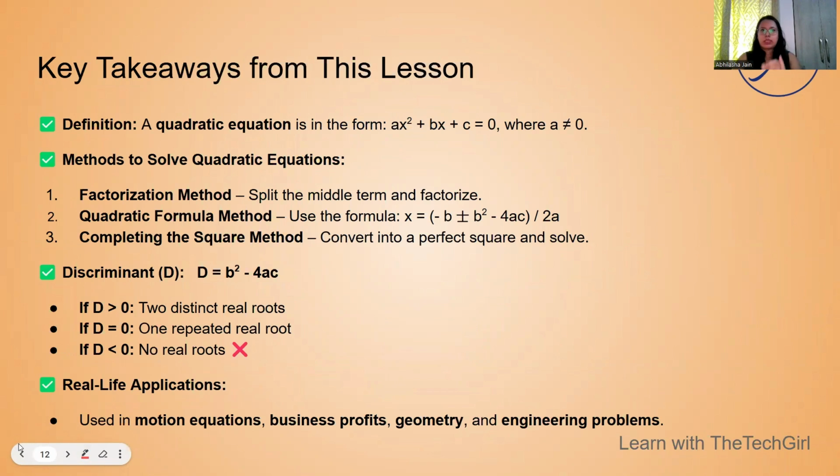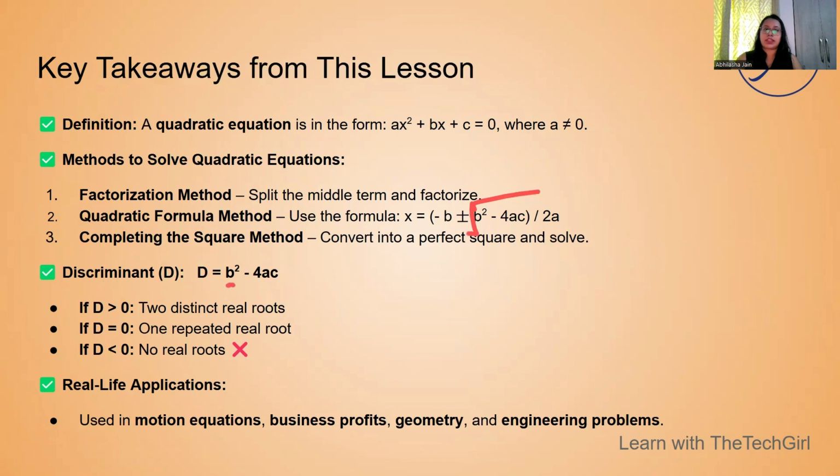What we did today, we did the quadratic equation. A quadratic equation is any equation in the form of ax squared plus bx plus c equal to 0, where a is not equal to 0. Then there are methods to solve a quadratic equation. There are 3 methods: factorization, quadratic formula, and completing the square method. In the factorization method, you split the middle term and then factorize. In the quadratic formula, you use the formula x is equal to negative b plus minus under root b square minus 4ac over 2a. Please ignore that I have not written the under root here. Then in the completing the square method, you convert the equation into a perfect square and then solve it.